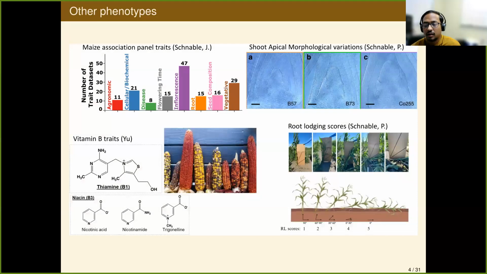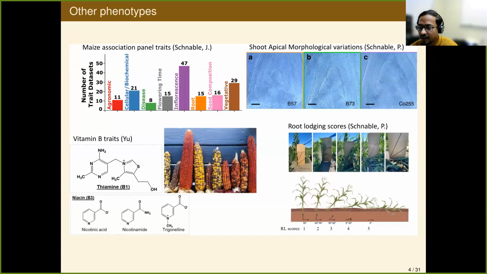There are other interesting and important plant phenotypes that we have also been working on. James Schnable's lab has close to 100 or 200, maybe 110, maize phenotypes that are related to agronomic traits, or cellular or biochemical traits, disease, flowering time and all those different traits. We have measurements on vitamin B contents because that's a very important trait. We would like to increase the vitamin B content in maize.